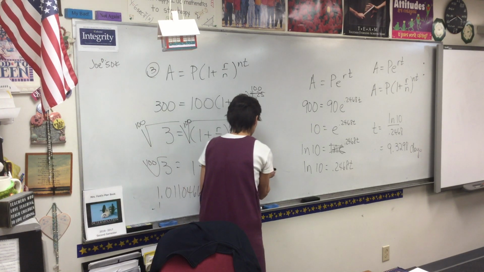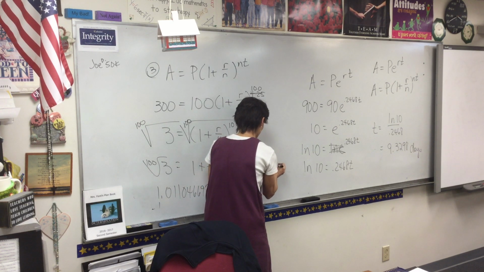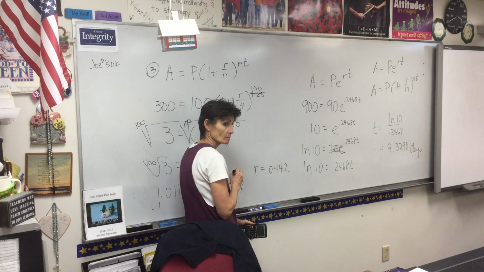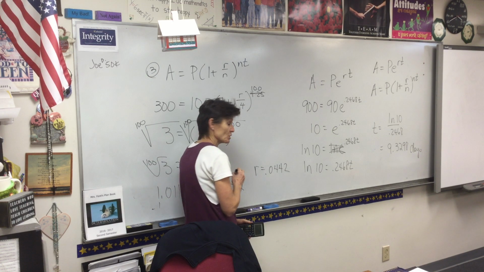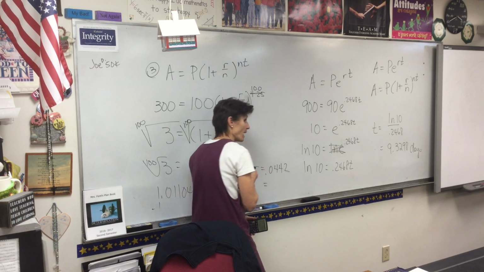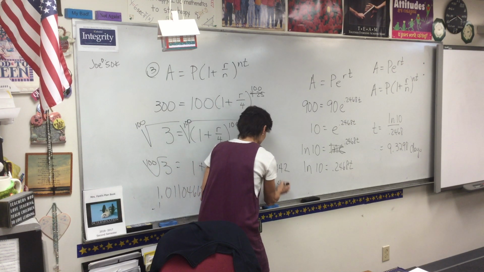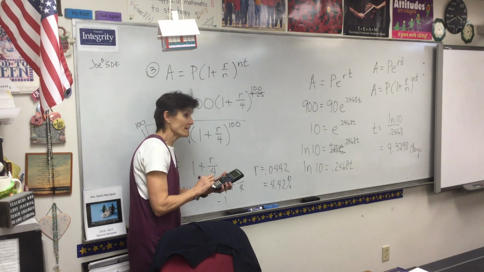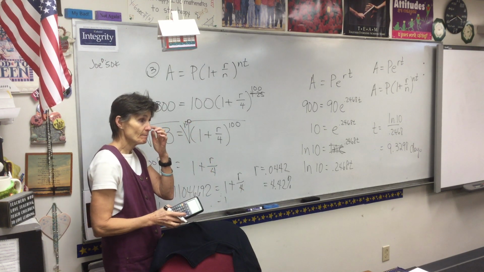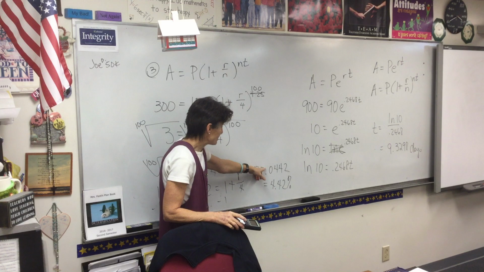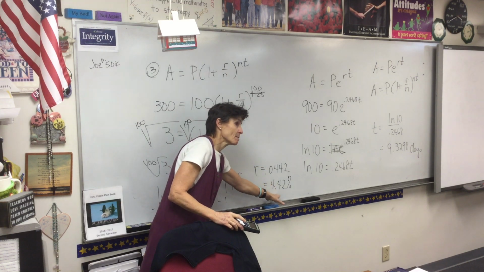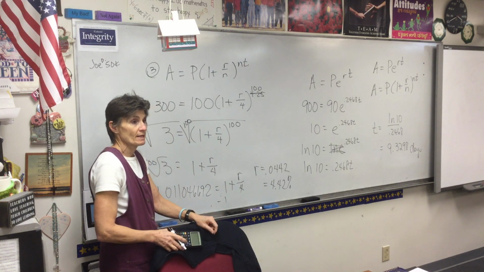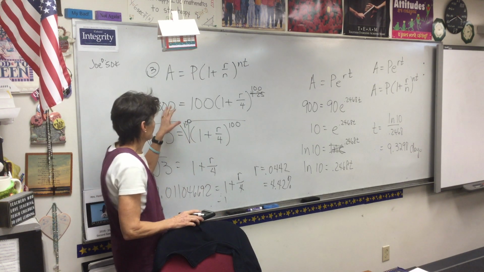And I come up with an answer of 0.0442. Is that right? Yeah. Which as an interest rate, I could say 4.42%. The question was, what interest rate is necessary? I would take either one of these answers, but that's the best one, because that's how the bank's going to advertise it, 4.42%.